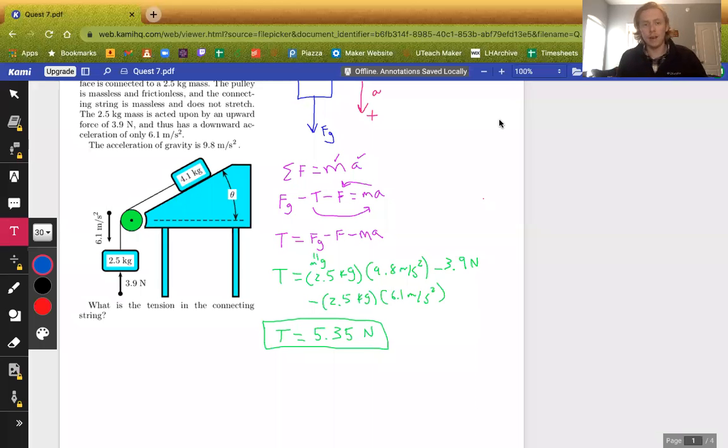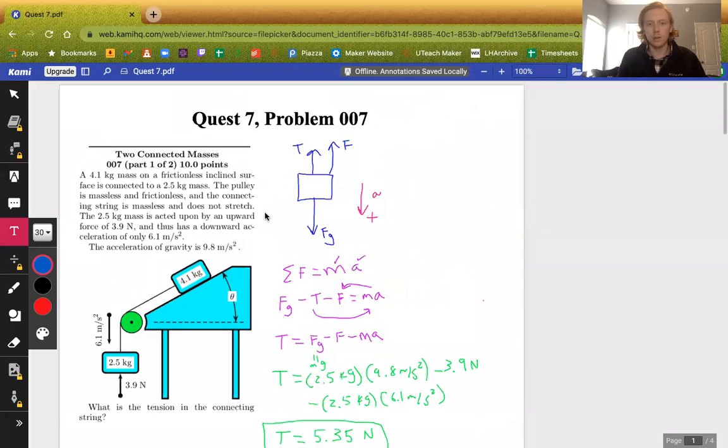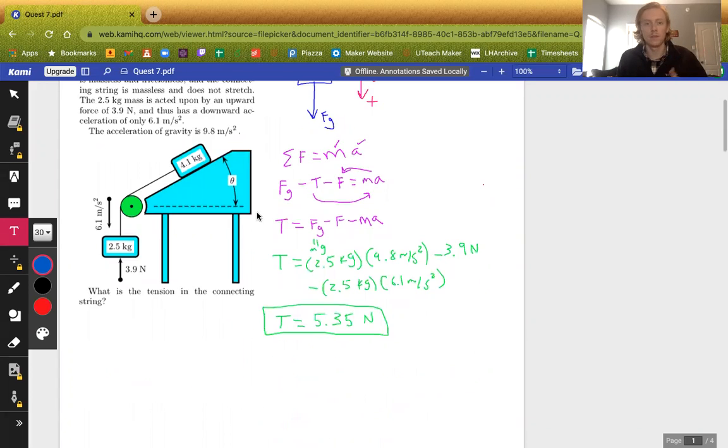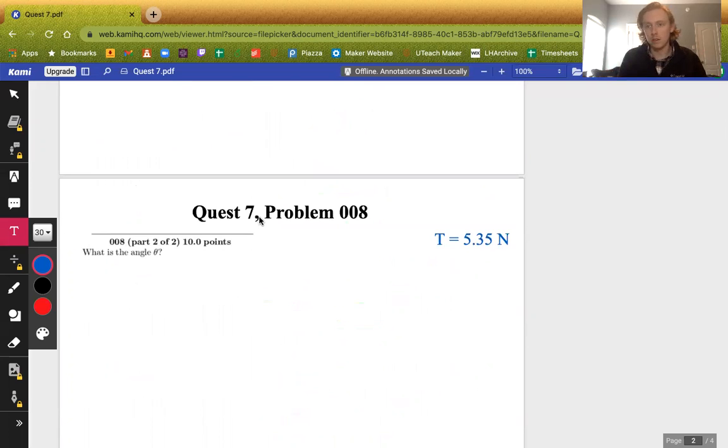Hello and welcome back. Today, so we just did this problem. This one's also on the video for the other one, so there's a different video for problem 7. But today we're going to look at problem 8. So quest 7, problem 8. And we're asked, what is the angle theta?